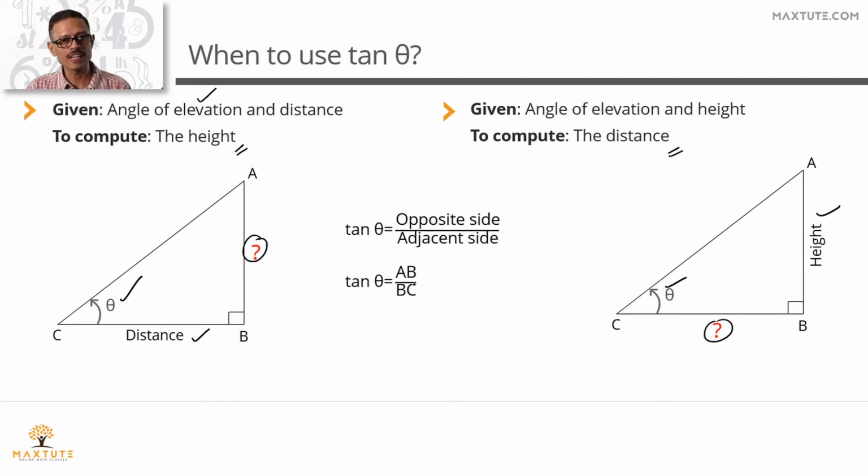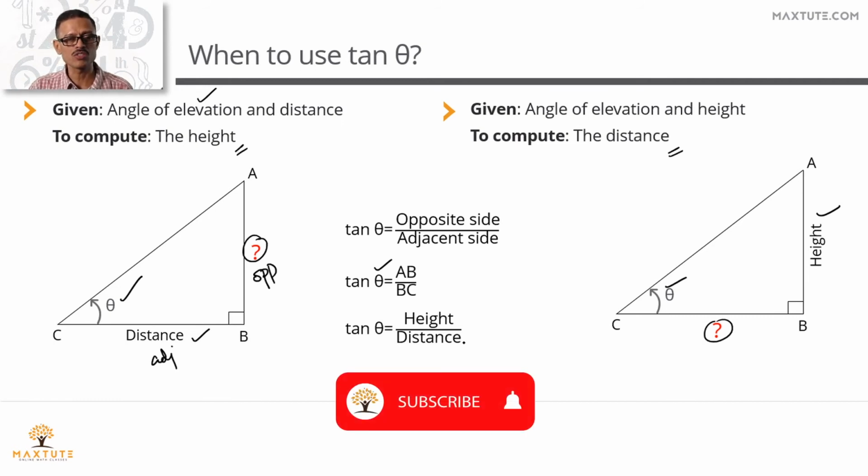Tan theta is opposite side by adjacent side. This is the opposite side. This is the adjacent side. So if you know the angle of elevation, and if you know one of the other two, either the height or the distance, to compute the other one, we'll be using tan theta. So you found out when to use sine, when to use cos, when to use tan.